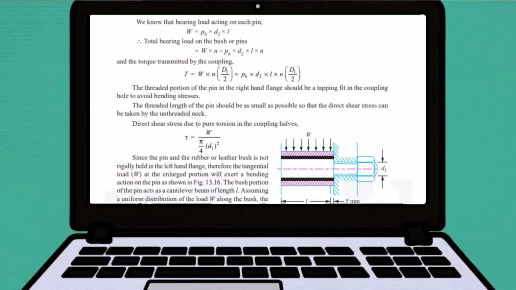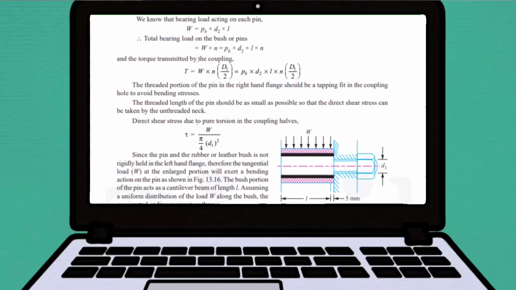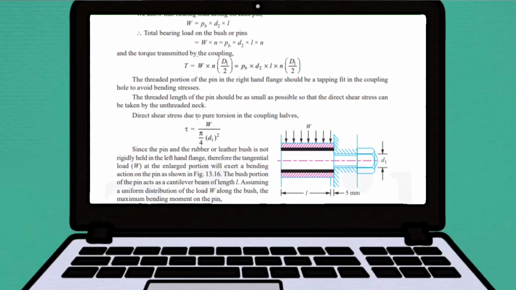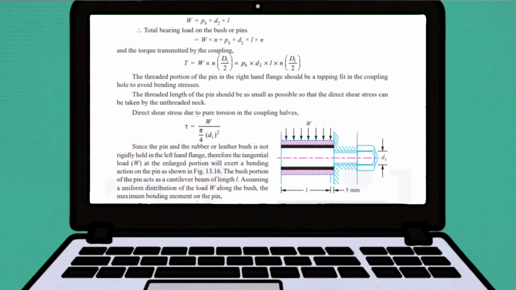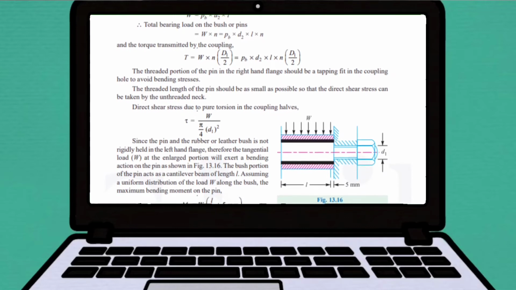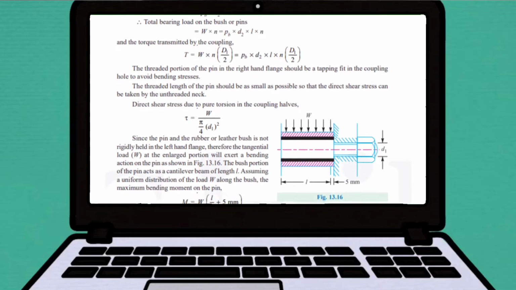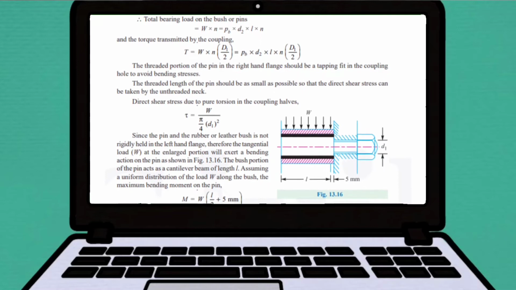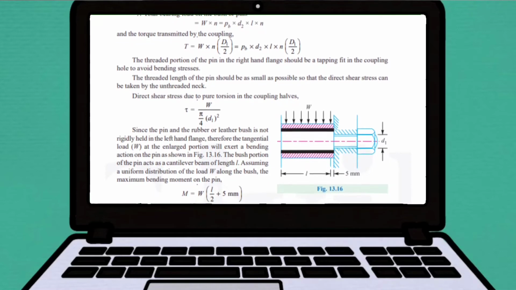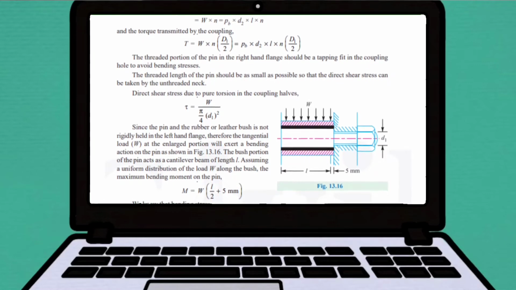W is equal to P sub B times D sub 2 times L. The total bearing load would be W times N, which is equal to P sub B times D sub 2 times L times N. In terms of torque, we have the formula T is equal to W times N times the quantity D sub 1 over 2, or P sub B times D sub 2 times L times N times the quantity D sub 1 over 2.